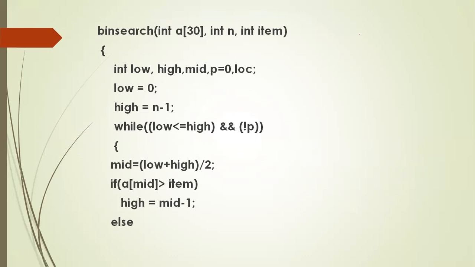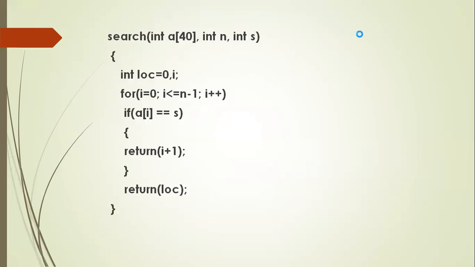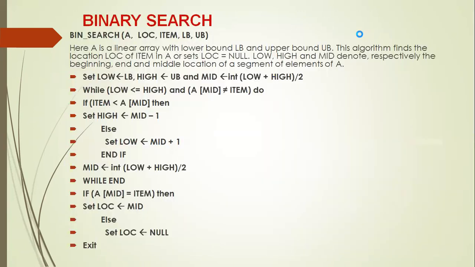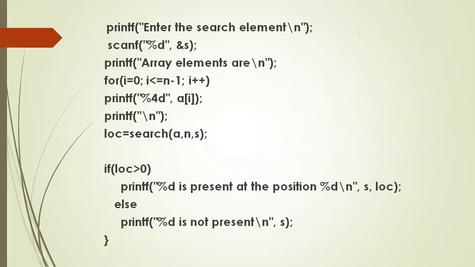Same algorithm. You just take the algorithm and check it. So here the parameters required are low, high, mid, P and LOC. Initially low equal to 0, high equal to n minus 1, because in C the index starts from 0. In the algorithm, low equal to LB, where LB is actually 1, whereas while writing the program, the low value is 0. In that case, high value will be n minus 1.